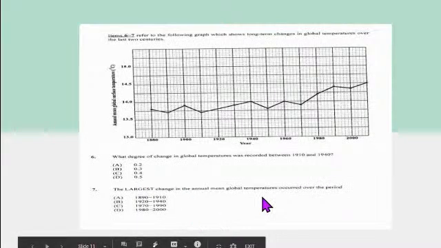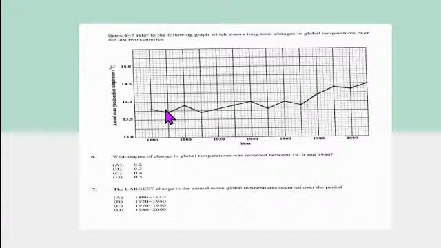7. The largest change in the annual mean global temperatures occurred over the period of, so they gave us some periods, 1890 to 1910. That's the first option here. 1920 to 1940, 20 to 40. That's the second option. 1970 to 1990 is here. And 1980 to 2000. So the greatest change is actually right here. That is from 1970 to 1990.